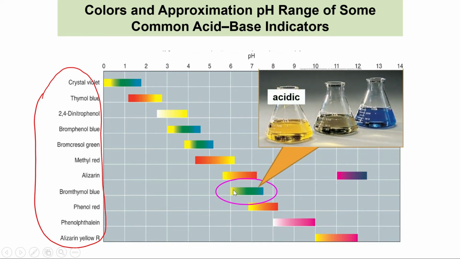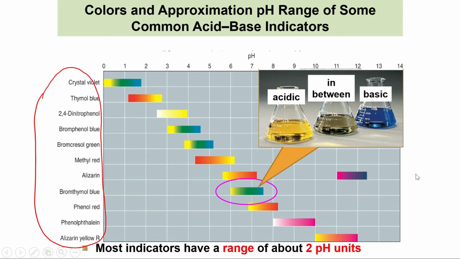Initially, in acidic condition, the color of the bromothymol blue is yellow, and then in between, at the equivalence point, the color is a mixture of blue and yellow, and then in basic solution, the color turns blue. It's like magic, right? The indicators, because it's very colorful. You can see that it can change its color. So as I said earlier, most indicators have a range of about 2 pH units.